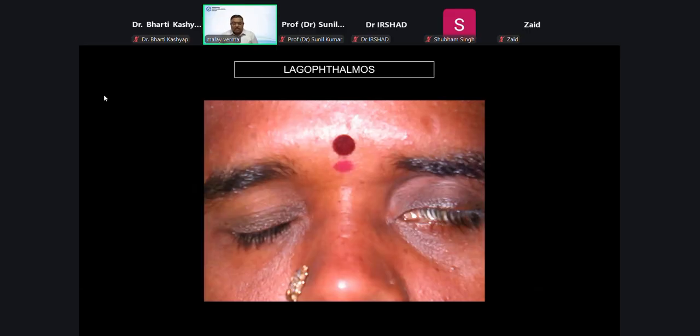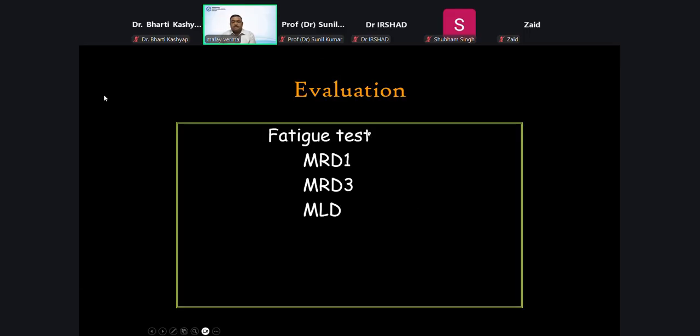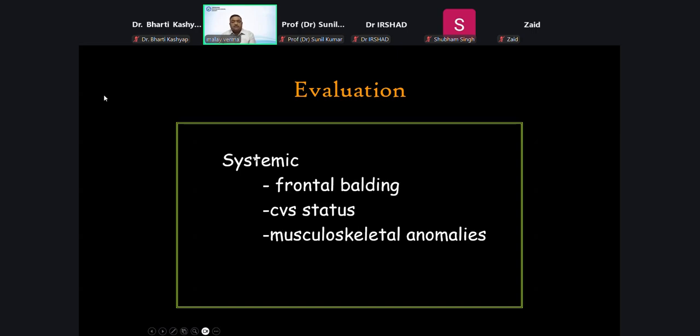So in this case, this is a lagophthalmos on this side, and then you see lid lag here. And then when evaluating, often we need to do a fatigue test, that is apart from Cogan's twitch sign. This is for myasthenia gravis. And then we need to measure MRD1, MRD3, and MLD also if we wish, not mandatory. And in systemic evaluation, we need to see whether there is any frontal balding for cases of myotonic dystrophy, how is the CVS status, and musculoskeletal anomalies.